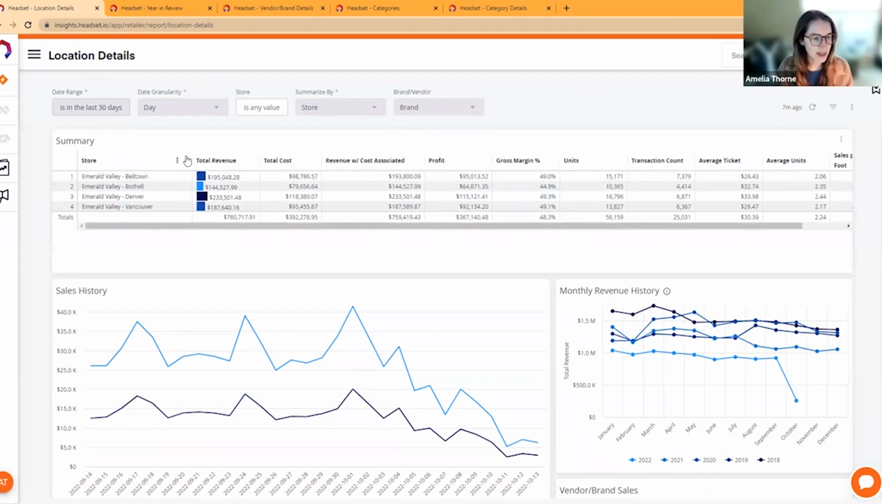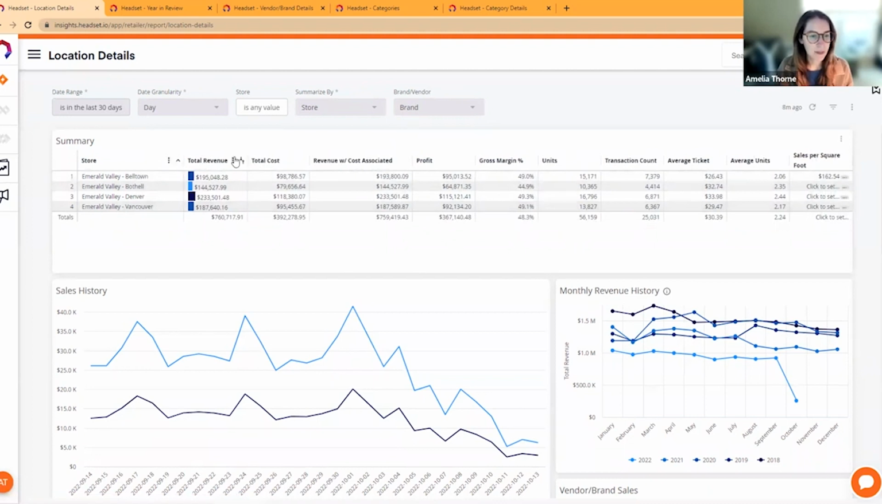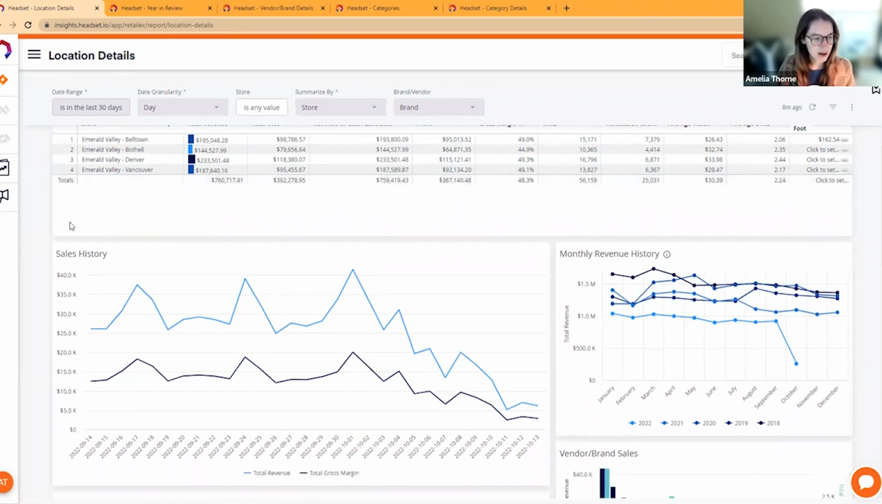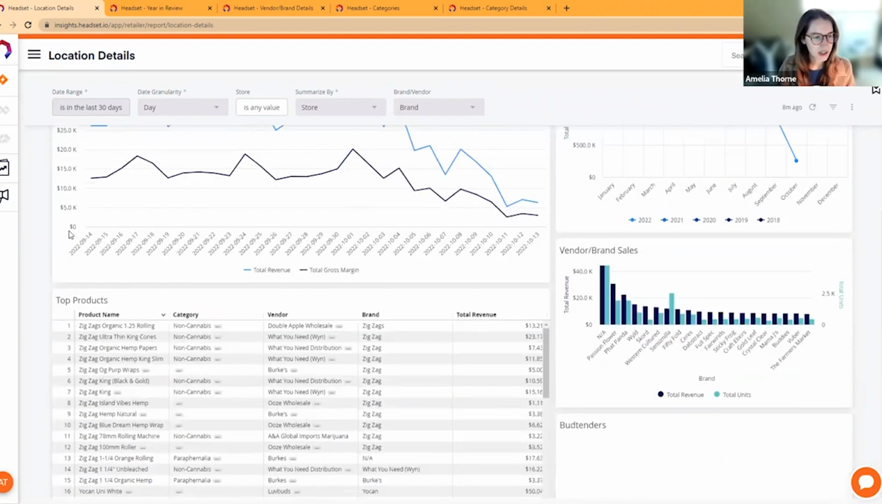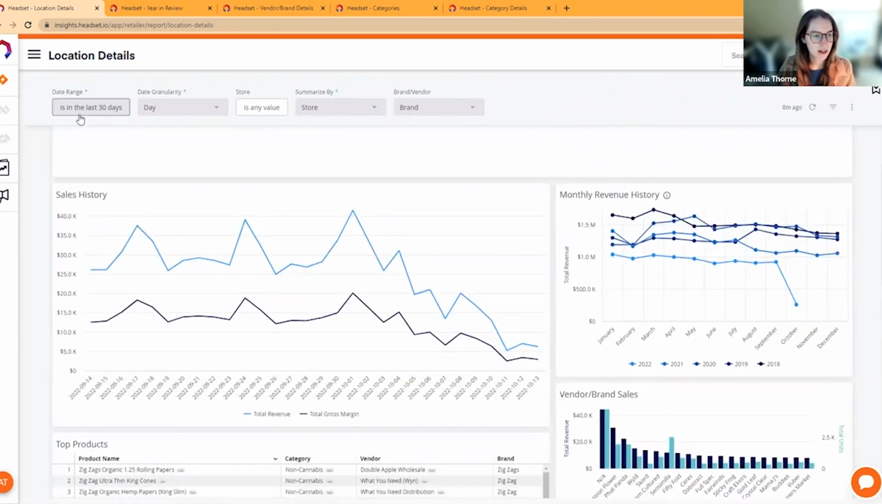So at the top here, we have our summary. Each of our stores is listed here. We have total revenue, total cost, all of this really important sales metric type information can be found at the top. And then scrolling down, we have sales history over time. This is going to be in the last 30 days. So we can see the trend line within total revenue. We're probably going to see some peaks and valleys here, depending on weekends or any sales or promos that are going on. And then total gross margin over time.